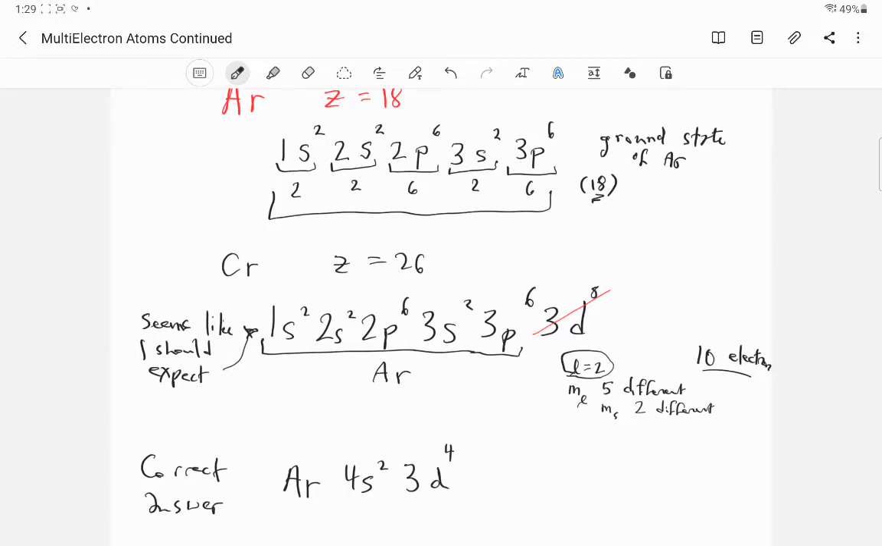Let's see. Let me make sure. Maybe I've got this wrong, that Z is 26 for chromium. Let's go recount for chromium.